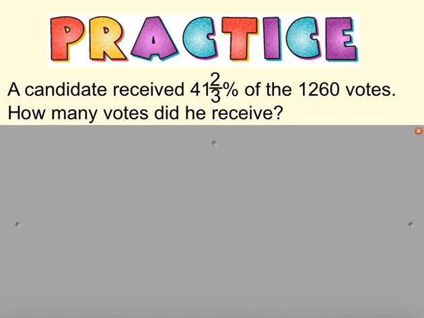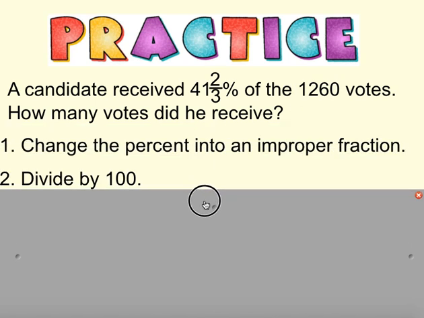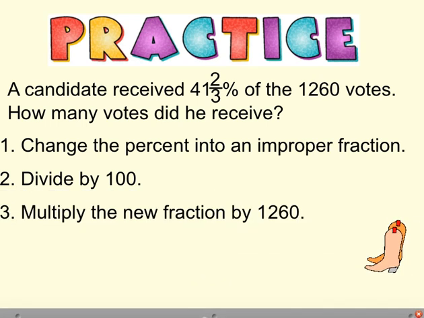All right, let's use these percentages, turn them into fractions, and use them in order to figure out how many votes were received if they got 41 2/3% of the 1,260 votes. So first we're going to change the percent into an improper fraction, divide by 100, and use that fraction to multiply by 1260. So changing it into an improper fraction, I'm going to take 41 times 3 plus 2. Let's see, 41 times 3, that gives me 123, so plus 2, 125 over 3. And I'm going to divide by 100, so that means I'm going to multiply by its reciprocal.